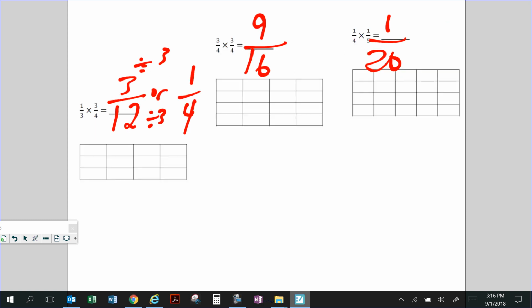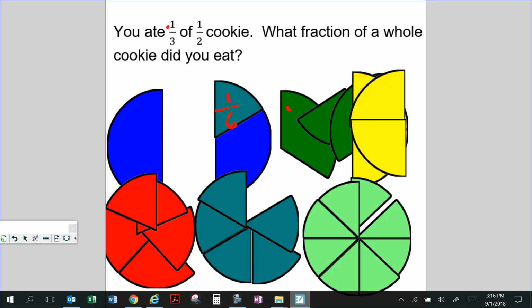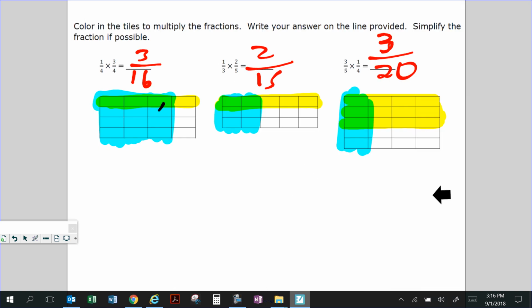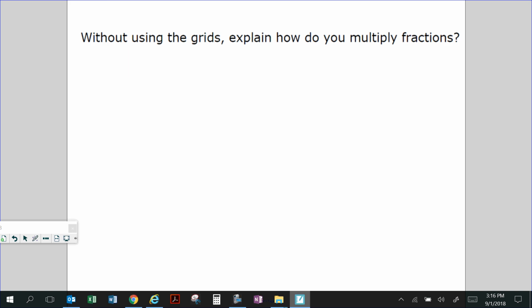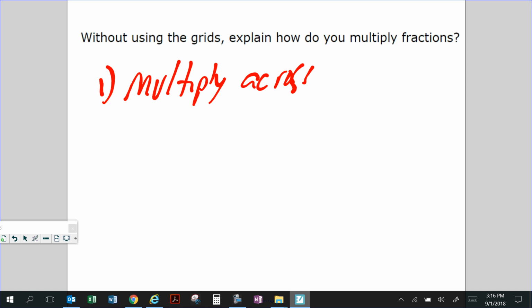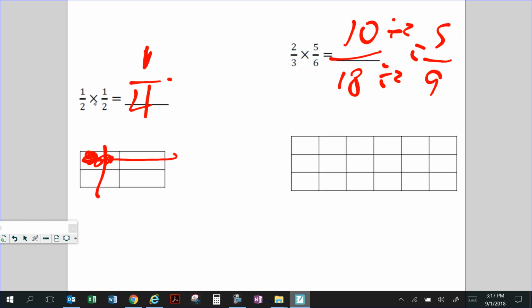Is that what it is? 3 times 3 is 9. 1 times 1 is 1. 1 times 3. Let's go back to our cookie example. 1 times 1 is 1. 1 times 1 is 1. Oh, 1 times 3 is 3. So the way you do it is, number 1, you multiply across the numerators. So if you multiply the numerators across, what about the denominators?